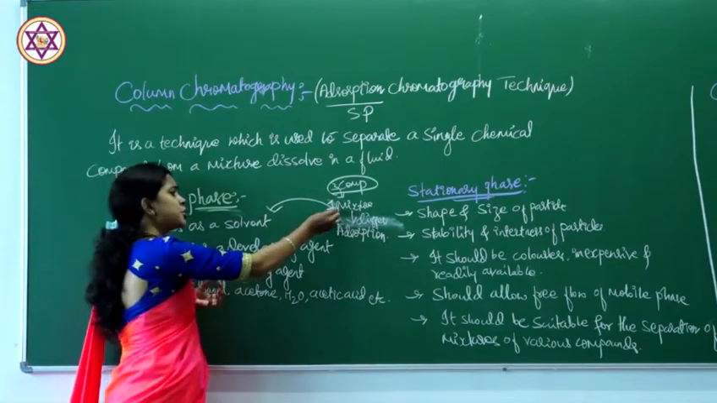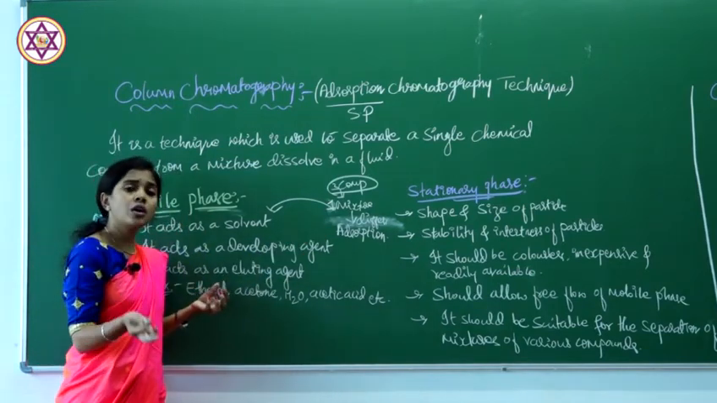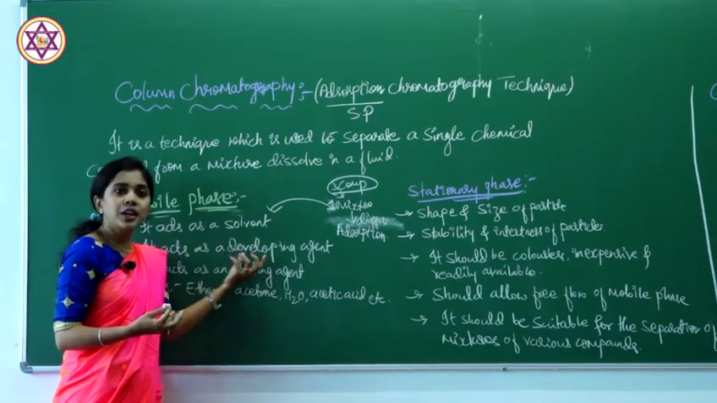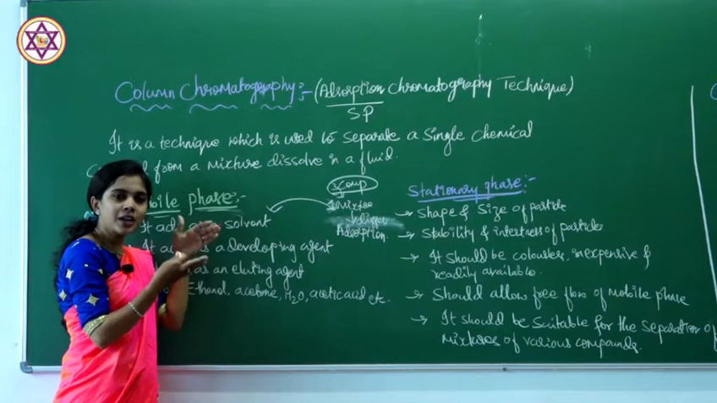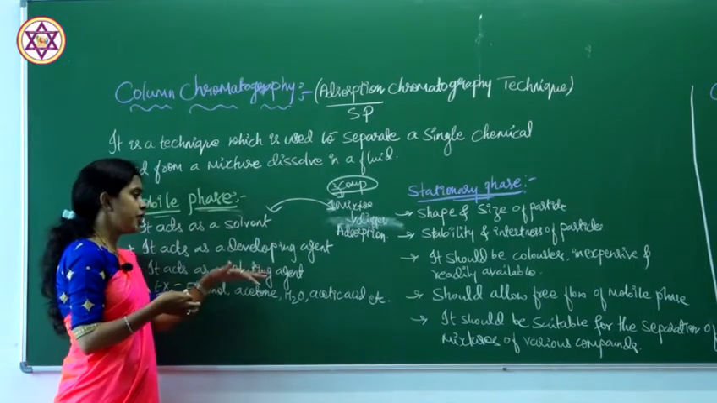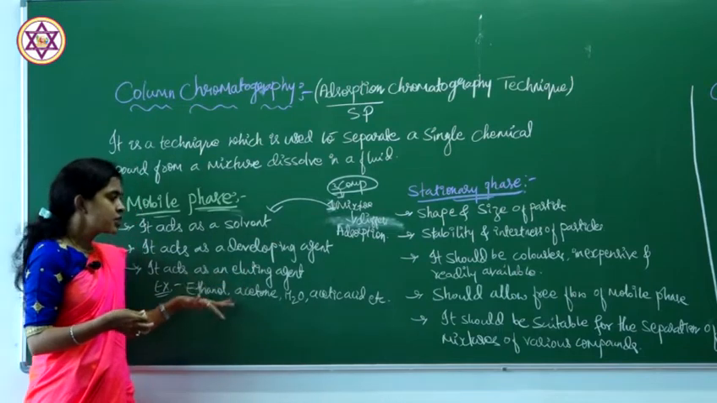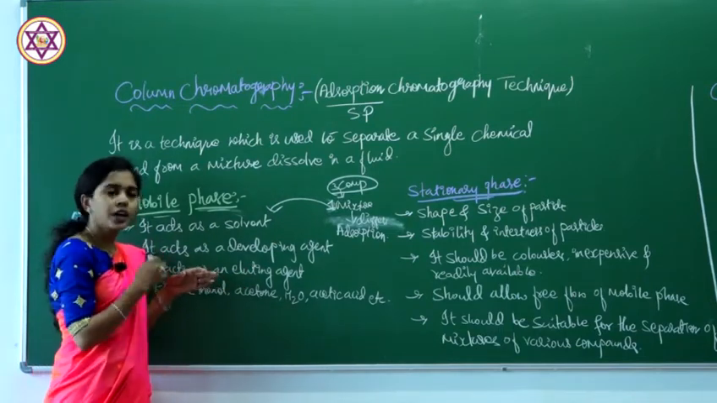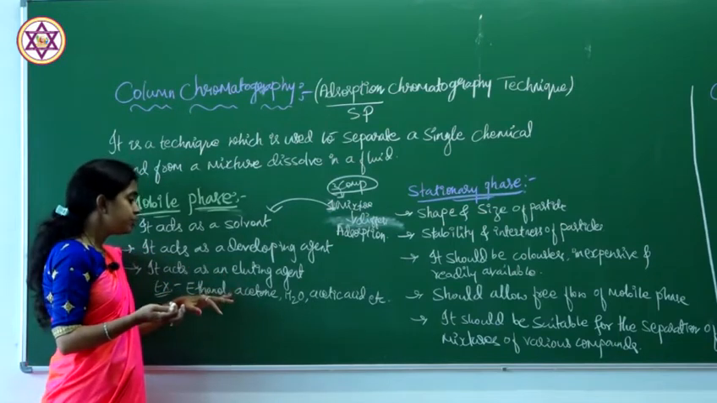Okay, this mixture can be a solid or it can be a liquid also. It is going to develop bands on the surface of what? The stationary phase. Then next, it is going to elute out in a column.